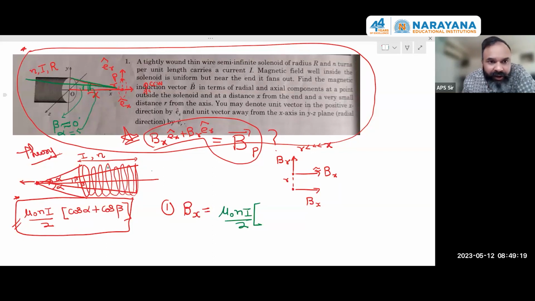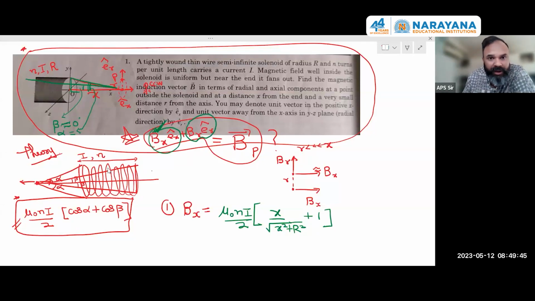So cos alpha here is x upon that distance, which is the hypotenuse of this right-angled triangle. So that is root of x square plus r square. And cos beta is coming out as 1. So now I'm ready with my Bx. The complete issue lies with my Br. This term is not known, this is known. So what will I do now?